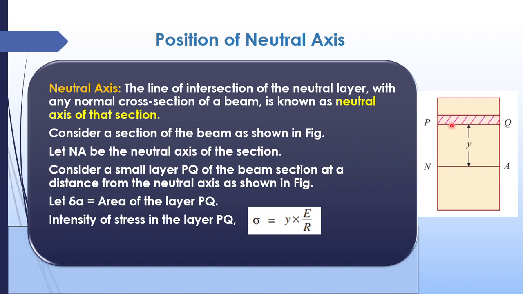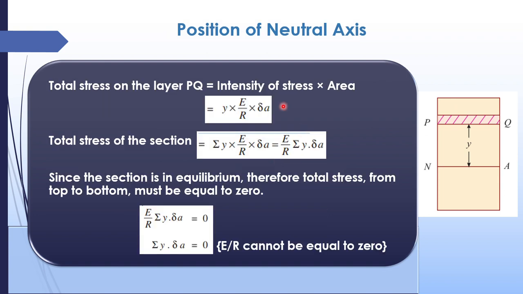We are taking a section, as in the earlier case, a section PQ in the compression zone. Y is the distance from neutral axis to the compression zone. Delta A is the area of the layer PQ. And now what is the intensity of stress? It is equal to y into E by r. We have already derived that. So total stress on the layer PQ is y into E by r into the total area of PQ, that is delta A.